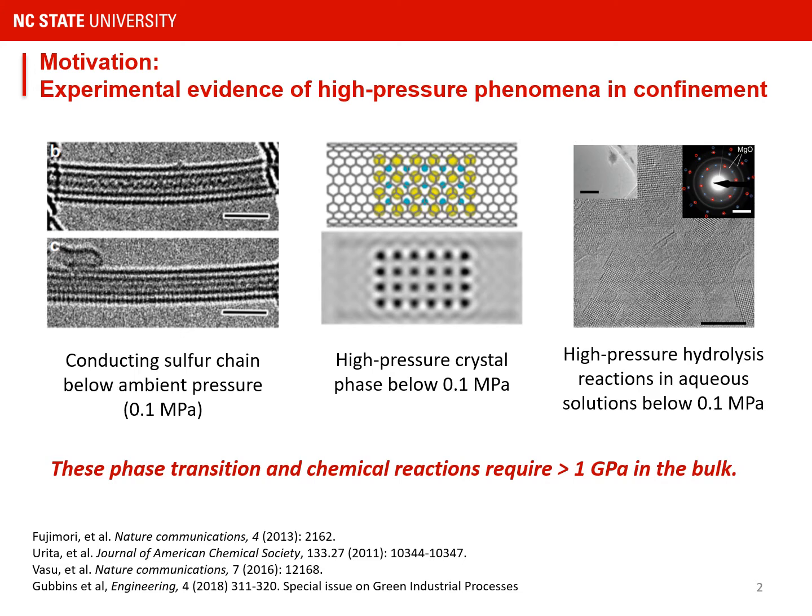For example, people found a conducting sulfur chain and high-pressure crystal nanophases in the carbon nanotube under the ambient pressure. And they also found the spontaneous hydrolysis reaction between two graphene sheets under ambient pressure. All of them are carried out without catalysis and under very mild conditions. Without the help of the confinement, these phase transitions and chemical reactions require several gigapascals in the bulk. Especially in the first case, the sulfur in the bulk requires 90 gigapascals to become metallic.